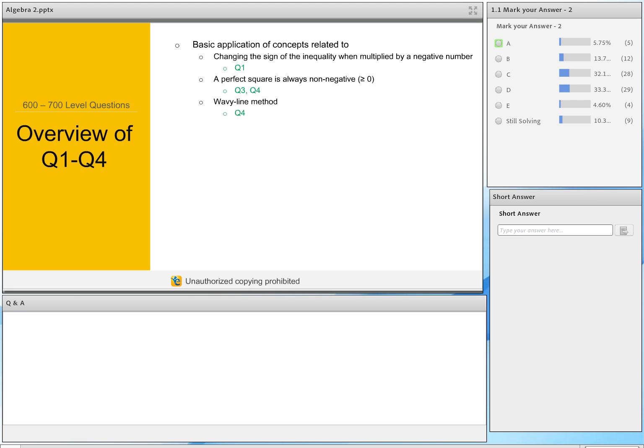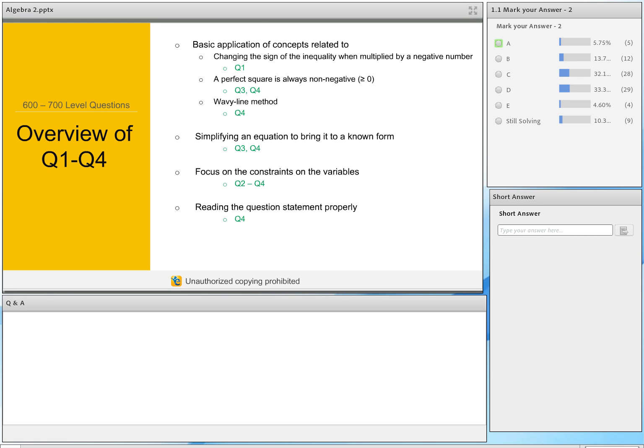We didn't learn the wavy line method, but we kind of applied that in question number 4. But again, you should go back and learn the wavy line method through the article that I shared with you. Then how do you simplify an equation to bring it to a known form? That's what we did in the previous two questions. And then you focus on the constraints. That's very, very important. That's what we did from questions 2, 3, and 4 in all of those. And read the question statement properly. It's the range of z square and not z. Okay, it's very, very important.